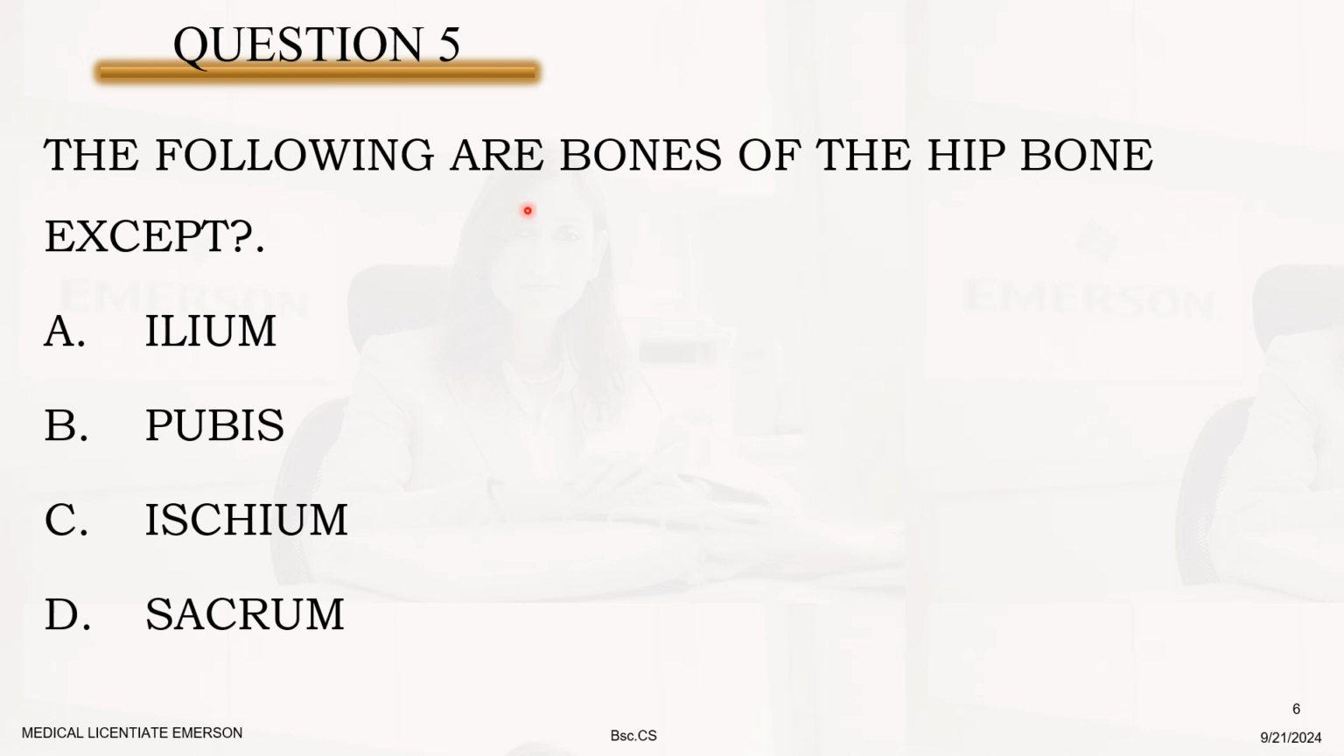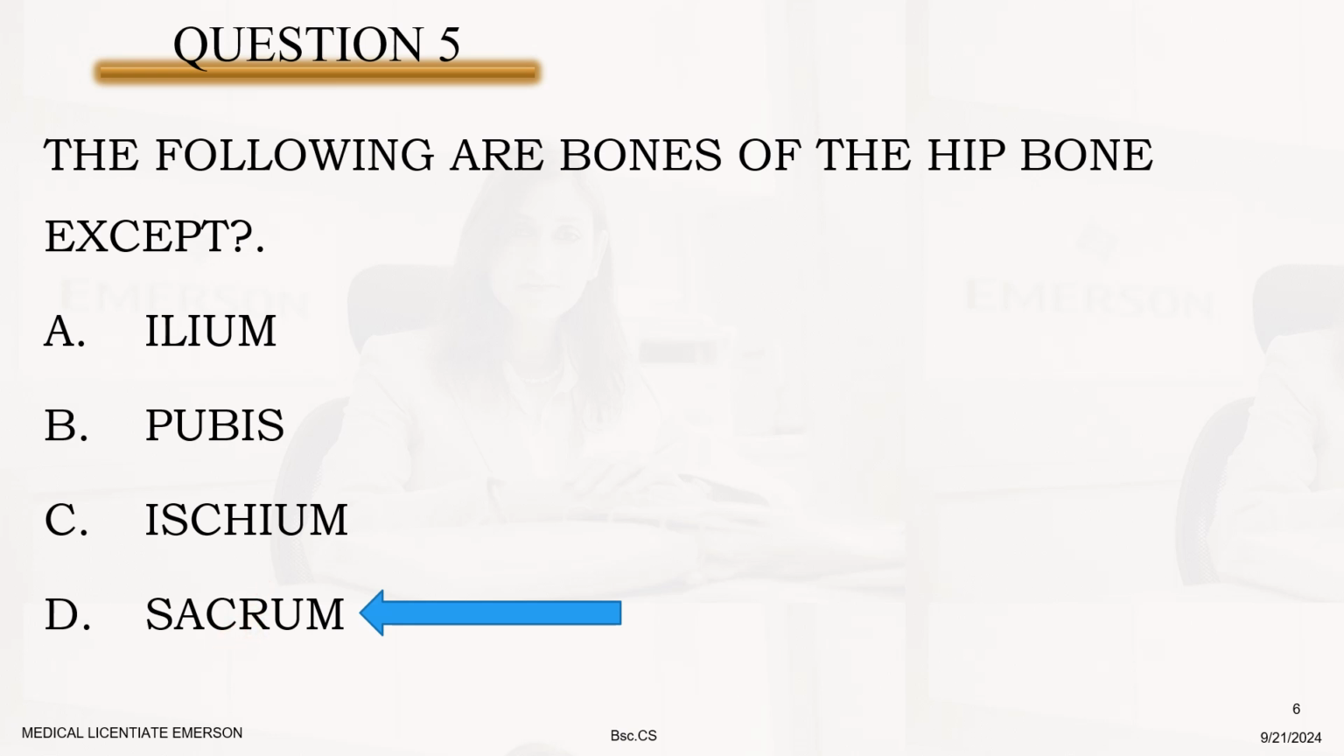Okay, the following are bones of the hip bone, except: A, the ilium, B, the pubis, C, the ischium, D, the sacrum. The following are bones of the hip bone, except. Okay, so let's continue. The answer here is D, which is the sacrum. The sacrum, of course, is not one of the bones of the hip bone.